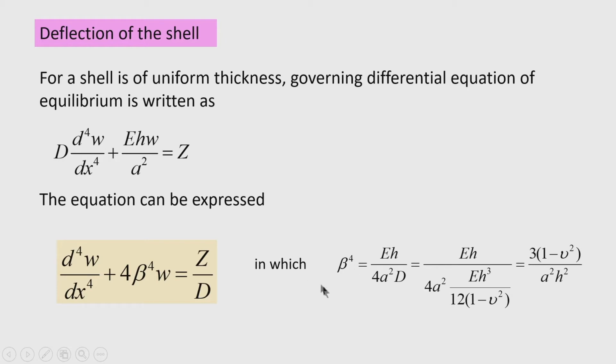Once we find beta to the power 4, beta can be found out, and the unit of beta is the inverse of length; that is, if the length is expressed in meters, then the unit of beta will be meter to the power minus 1. Okay. So, with this differential equation we shall now proceed to apply the solution to some problems that I have mentioned: a shell of finite length supported at the ends, and a cylindrical tank.